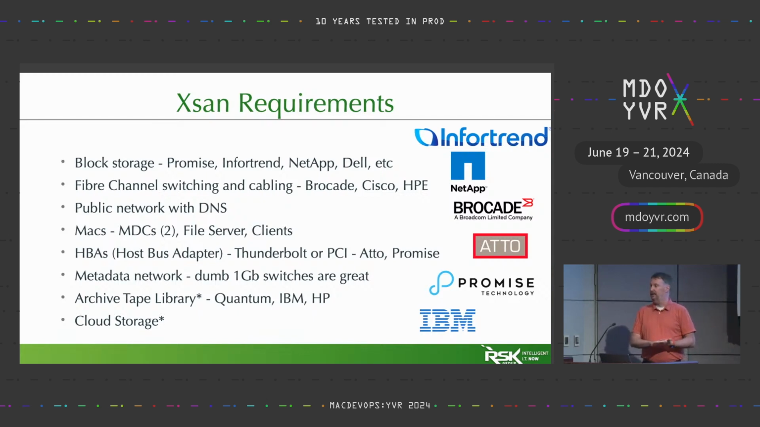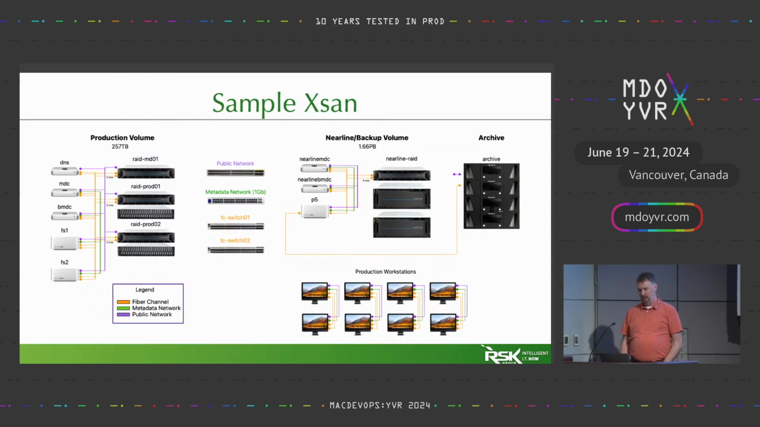We do need a separate network for the metadata. We'll see how this comes in here in a minute. But any dumb switch is great. You basically want as little running on that metadata network as possible. So doesn't need to be anything special. And then, not required, of course, but we definitely recommend some way to archive, some way to have extra copies of things.